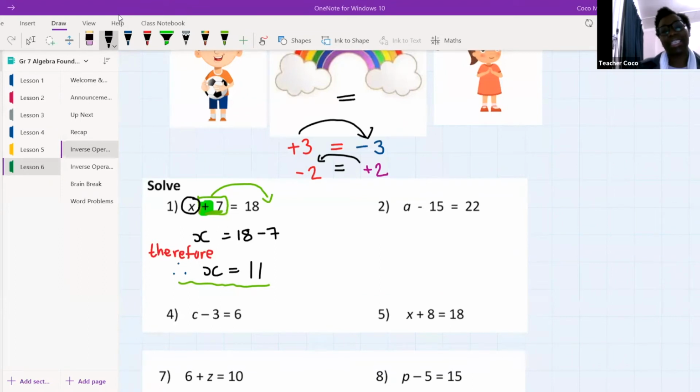Okay, Lesedi, can I ask you to help me with number 2? We want A to stand on its own. In this one, we wanted X on its own. In number 2, we want A to stand on its own. So we are going to send -15 over the rainbow. Can you unmute and help me send -15 over the rainbow? What are we going to get?